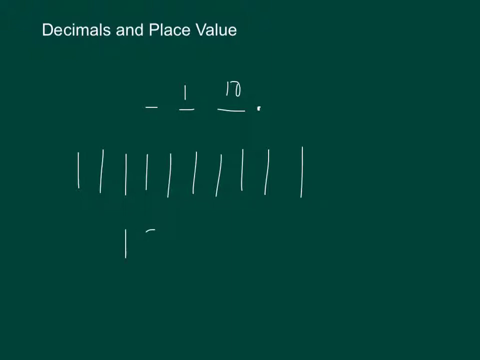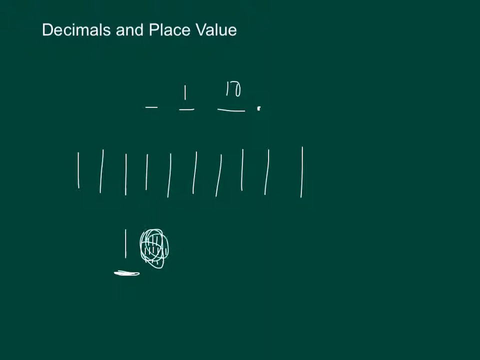Decimals and place value. In the past, we've learned how to read and write whole numbers. And we learned that if you have 10 ones, 1, 2, 3, 4, 5, 6, 7, 8, 9, 10, that's the same thing as writing 10, or a 1 in the tens place. So just imagine there's 10 little ones in there.